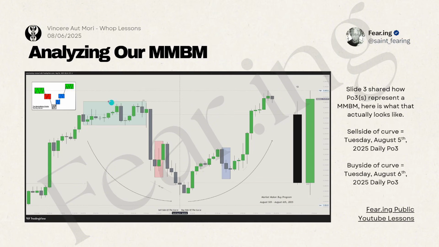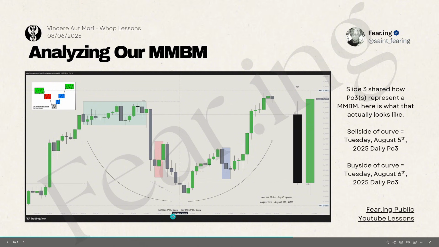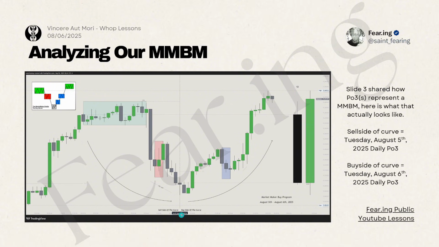Tuesday, the sell side of the curve. The sell side of the curve back here represents a daily power 3, which was Tuesday, August 5th, 2025. The Tuesday, August 5th, 2025, daily power 3. That was this entire sell side of the curve. Then what do we see? Tuesday, August 5th, 2025, 6 p.m., the new daily open. Immediately what we do is run out the previous day low, specifically forming SMT of the previous day low.